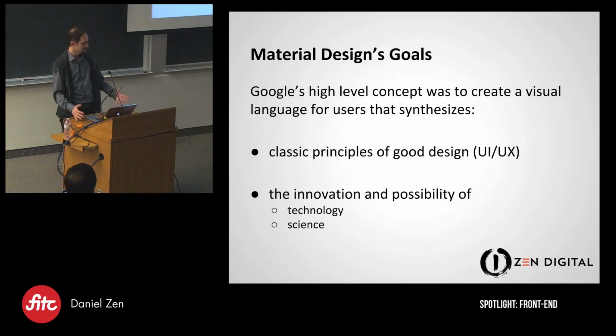So what were material design's goals? Material design was Google's high-level concept to create a visual language for users that synthesizes classic principles of good design, user interfaces and user experience, and their magical innovation and possibility of technology and science. So these were their lofty goals. They were trying to convey that in the user experience.